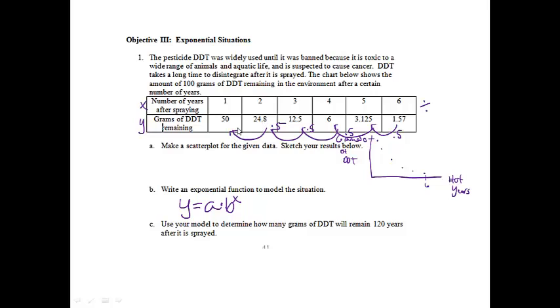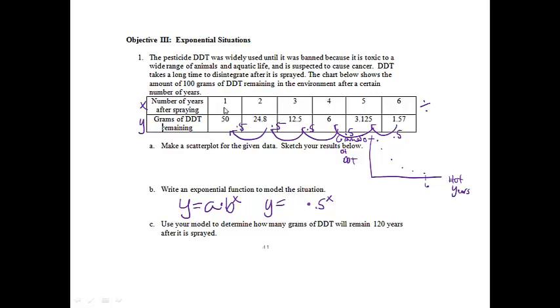24.8 divided by 50, rounded to the nearest tenth, is once again 0.5. So you can see from this chart that our growth rate is going to be 0.5. So it's going to be y equals something times 0.5 raised to the x power. Make sure you put the x up in the exponent spot. And then a, remember, is our starting amount, and that's what's happening at 0.